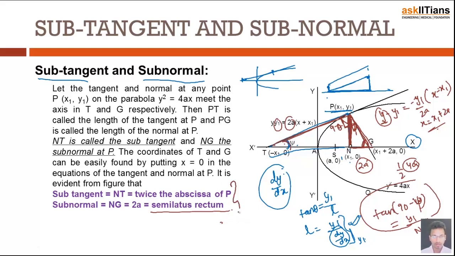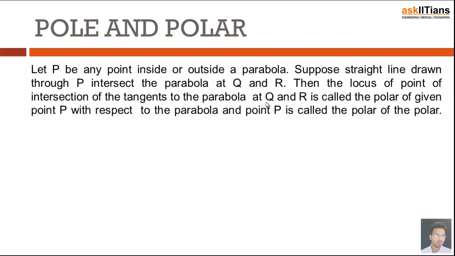This one is for your final results if the standard parabola is being used. Otherwise you can use the angles and the known coordinates x1, y1, or whatever is given, with respect to the axis. In this case the axis is the x-axis only, so it's easy. If the axis is something like this, then you need to check with respect to that axis. So let's move to the next topic, pole and polar. Again a very rare topic, but it's there, so we have to cover everything.